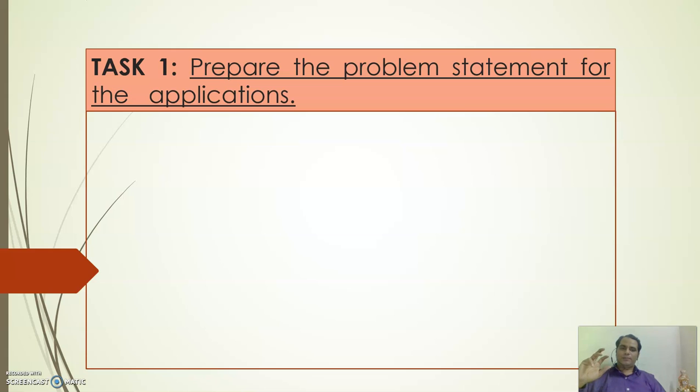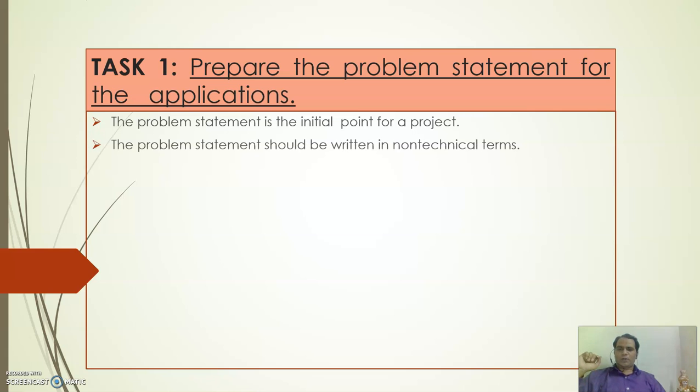Now, prepare the problem statement for the applications. In task 1, what we need to do is prepare the statement for the applications we have considered earlier. The problem statement is the initial point for a project, the beginning from where we will start. It should be written in non-technical terms, in a generalized way. It should emphasize the procedure being followed, the process that is happening. It should not be technical.